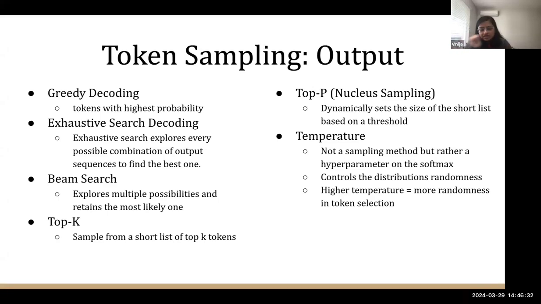And then also wanted to touch on temperature, which is not exactly a sampling technique, but it's correlated here. So temperature is basically a hyperparameter on the softmax, which comes at the output of the decoder layer. And what it does is it kind of controls the randomness. So the higher you set temperature, the more randomness in the token; the lower you set your temperature hyperparameter, the more cohesive you'll have your sentences there.